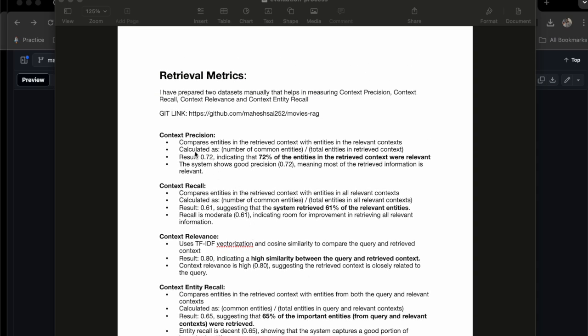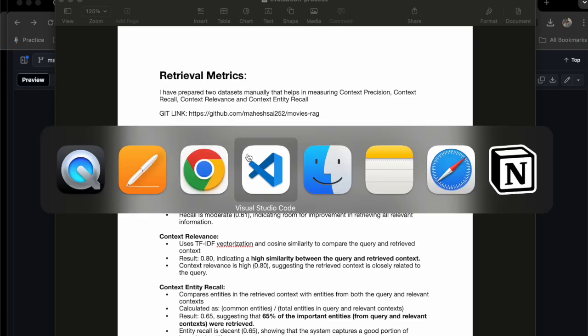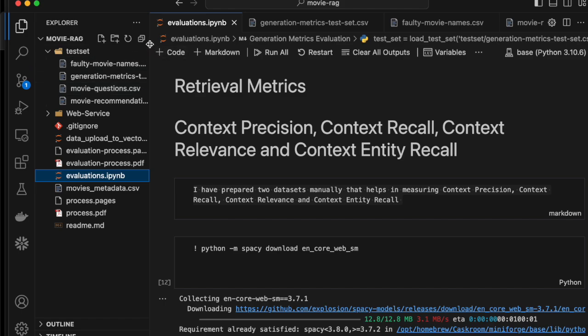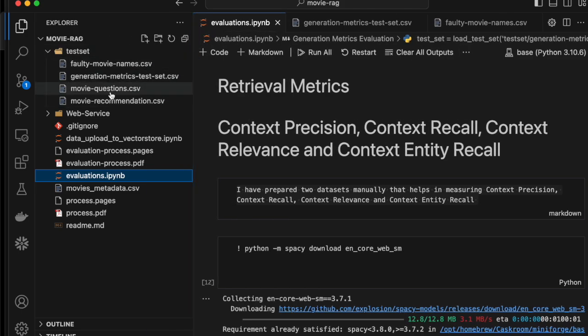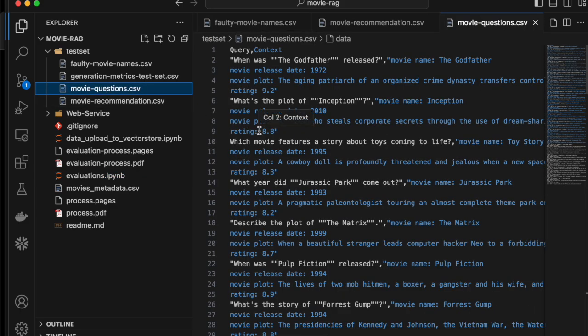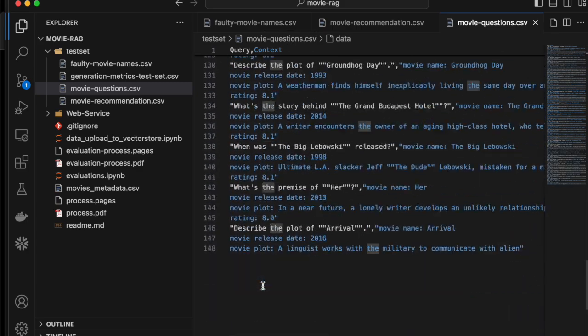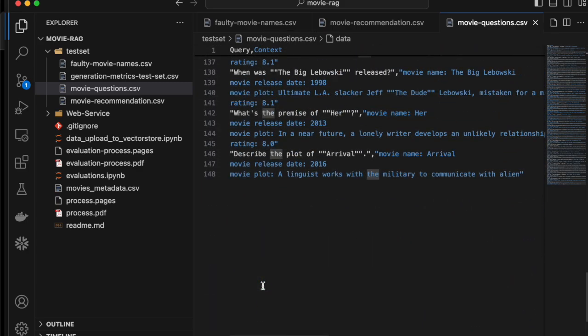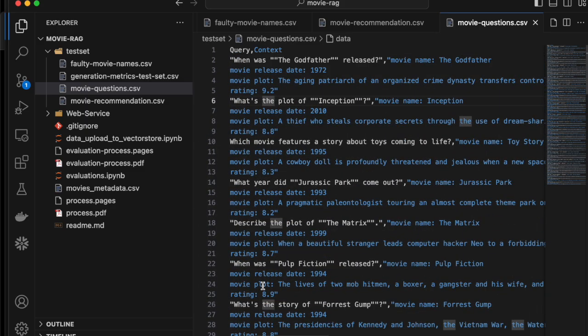So the first one is the context precision. To do all this, we have basically prepared two datasets manually for evaluating the retrieval side. One of the datasets that I have prepared is this one. So when was the Godfather movie released, for example? So I know the query now, and I know the context which was uploaded to the Pinecone in the previous assignment. Based on that, I have created the dataset manually with more than 30 to 40 movies per single set.